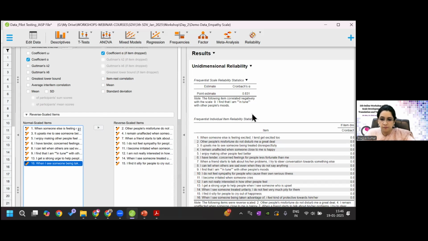Now you can see the value of Cronbach alpha. It is 0.831. The minimum acceptable value is 0.7. So now the scale is consistent. So now, Dr. Shivam, are you clear now? When we move that, we need to do the reverse scaling. You just have to put that question in this reverse scaled item. Is it clear now?